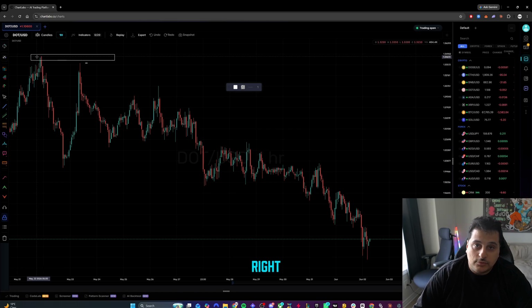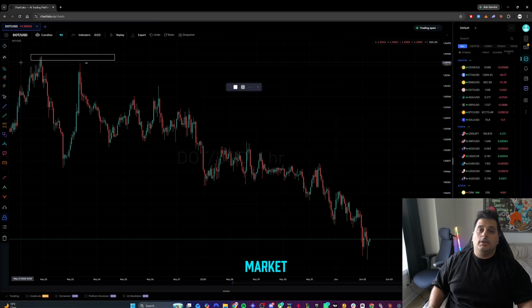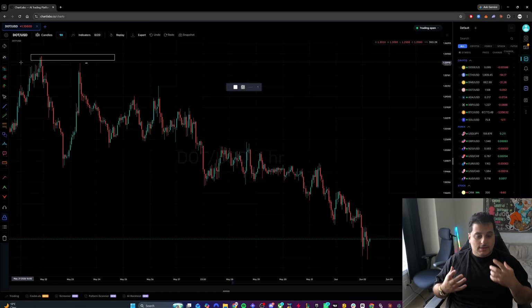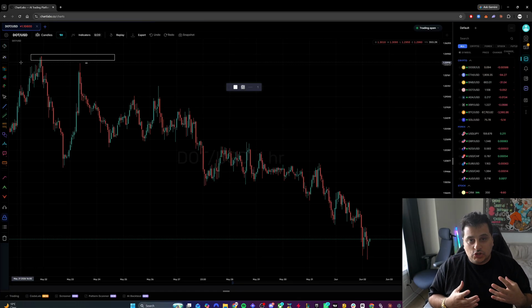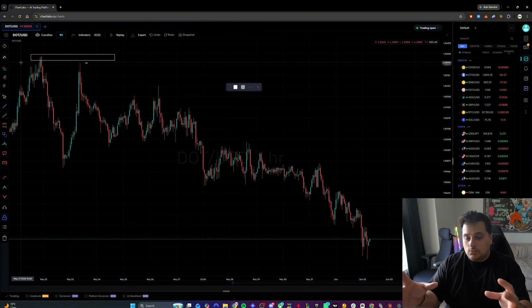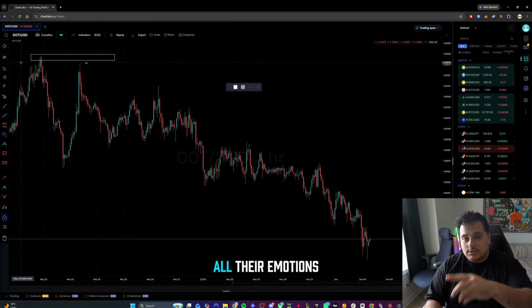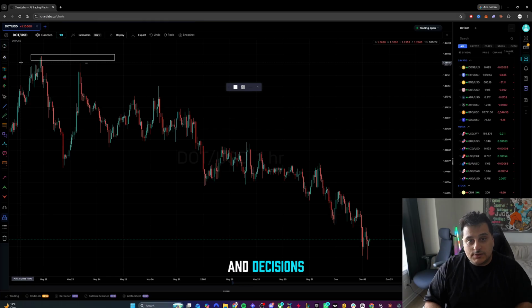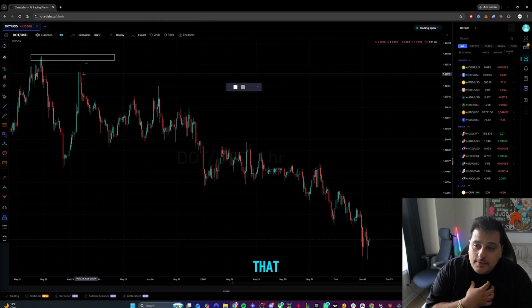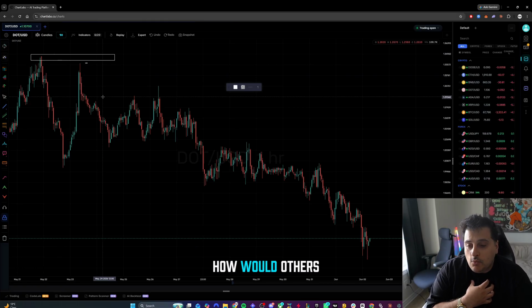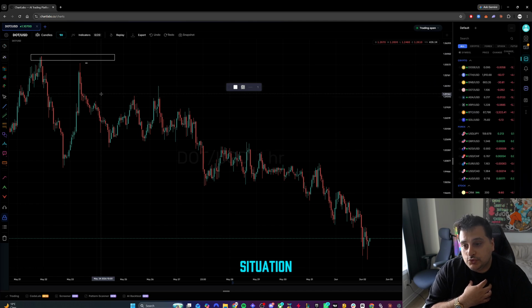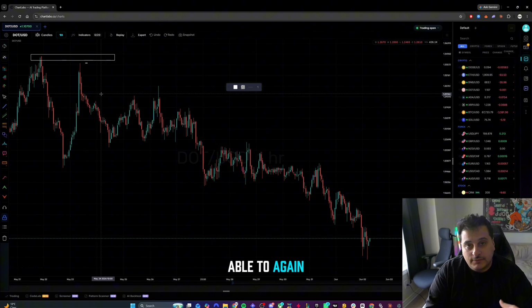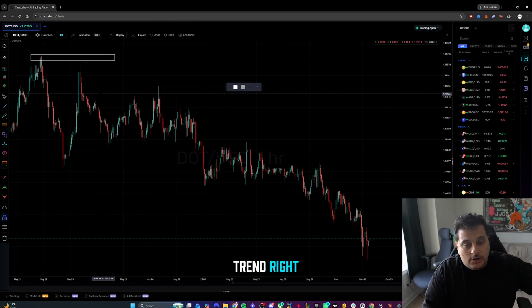It's that simple, right? So when you look at the market, you want to think about it as an entity, as there's so many different people in this one chart, and this is all their emotions and decisions. And once you start to understand that, then you can start to think, how would others think in this situation? And that's going to help your trading tremendously, right? Because then you're going to be able to trade with a trend. We're trading with the majority of people out there. That's how we're going to make money.